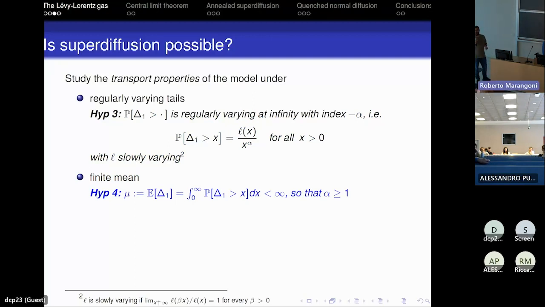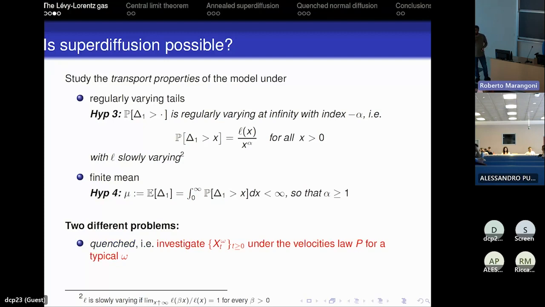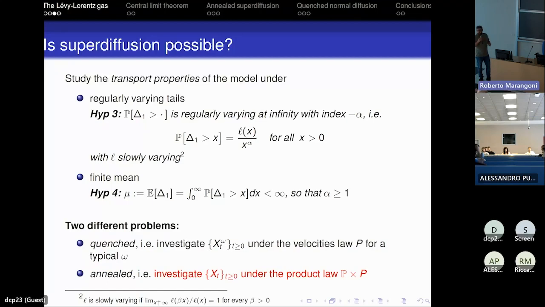Actually, this is not one problem, but two problems. Indeed, one problem is the so-called quenched problem, where we discuss the properties of the motion conditional on a typical realization of disorder, of the arrangement of the obstacles. And the other problem is the so-called annealed problem, or quenched average problem, which consists in investigating the properties of the motion averaging under both disorder and velocities.